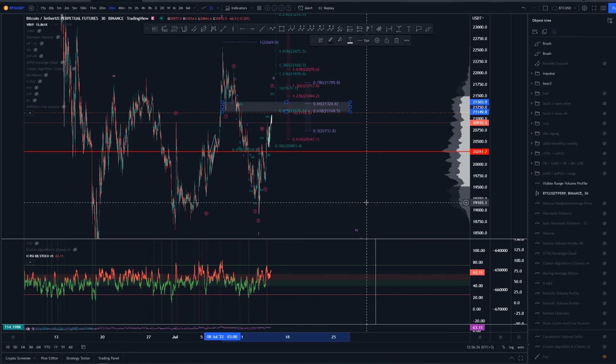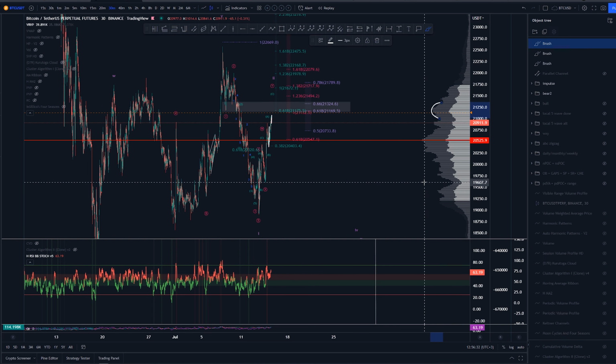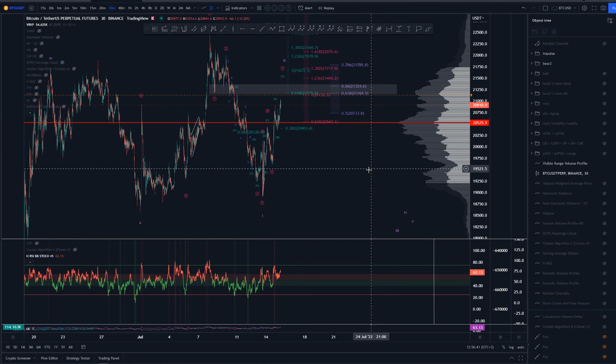Let's take a look at that. This one here. So this is definitely my area that I'm going to be looking for a short setup today. But yeah, that is my main at the moment.